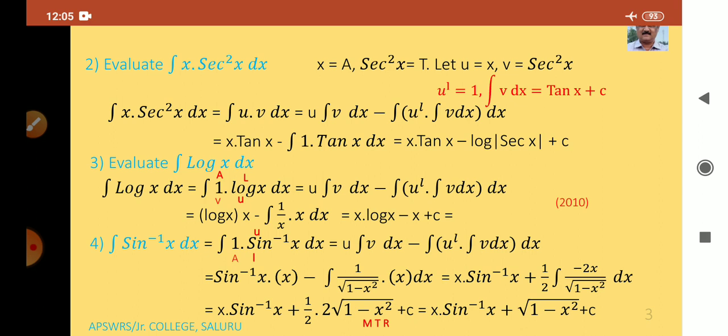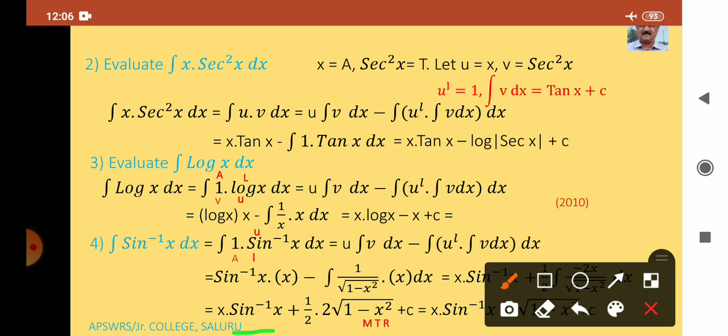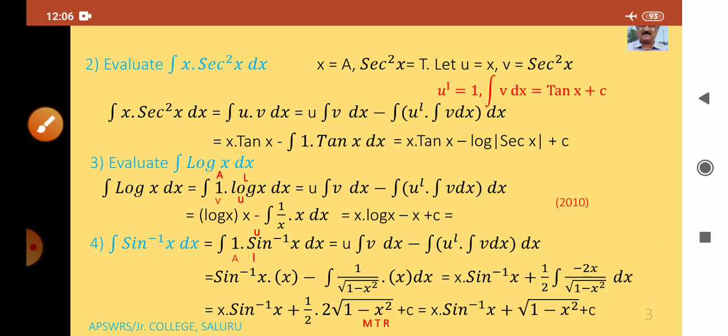This is of the form integral f dash of x by root f of x dx. So the numerator is the derivative of f of x, and the denominator is root f of x. So the answer is 2 into the denominator, that is 2 root f of x. Here observe the derivative of 1 minus x square is minus 2x. So this form, integral f dash of x by root f of x dx, is equal to 2 root f of x plus c. So we write x sine inverse x as it is here, plus 1 by 2 into 2 into the denominator, square root of 1 minus x square. This is equal to x sine inverse x plus square root of 1 minus x square plus c, the 2s cancelling.